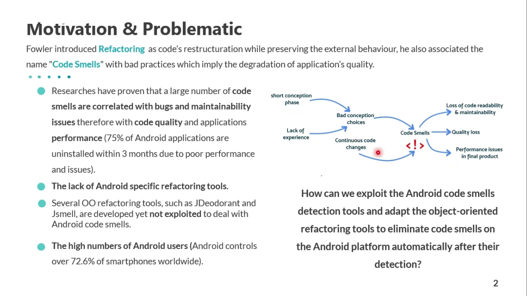Anyhow, once we saw those opportunities, we started asking questions. Yet the question that intrigued us the most was how can we exploit the Android code smell detection tools and adapt the object-oriented refactoring tools to eliminate code smells on the Android platform automatically after their detection, which sums up the problematic that we are trying to cover here.